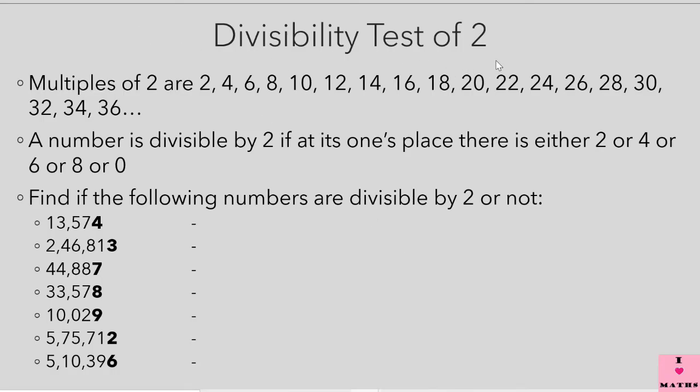Divisibility test of 2. Okay, children, it is very easy. You have to look at the multiples of 2 very carefully. So multiples of 2 are 2, 4, 6, 8, 10, 12, 14, 16, 18, 20, 22, 24, 26, 28, 30, 32, 34, 36, and so on. What is common in these multiples? Can you look very carefully and have a look?